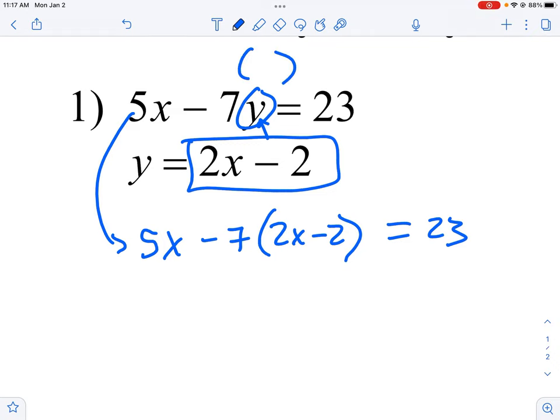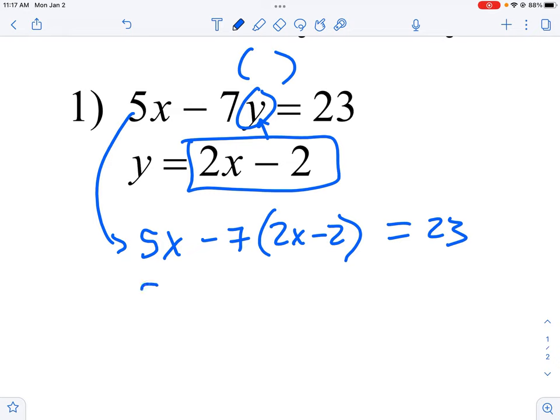The benefit of that is now my equation only has one kind of variable. These are both x's, which means it'll have one solution. Previously, this had infinitely many solutions because x could be one number and y could be a different number. But now we only have one kind of variable, so you'll get an answer.